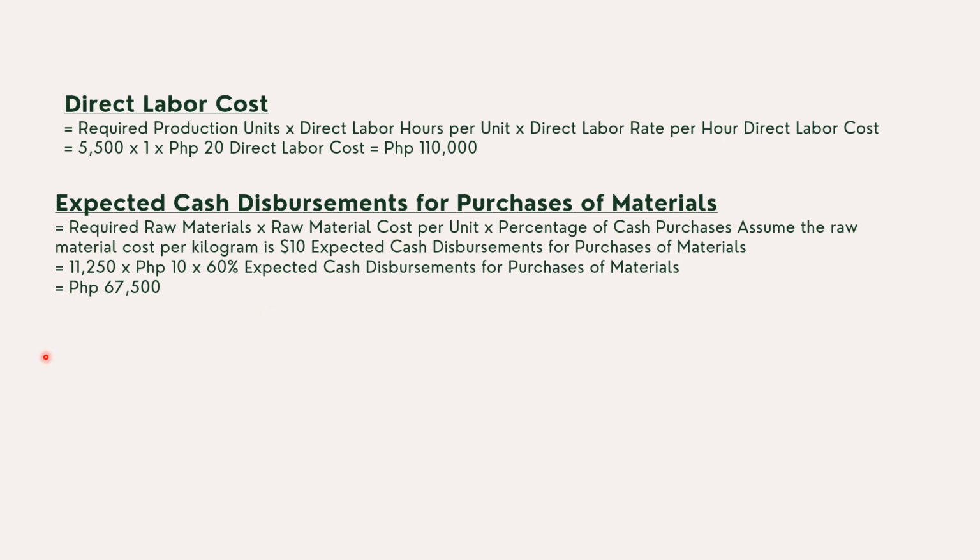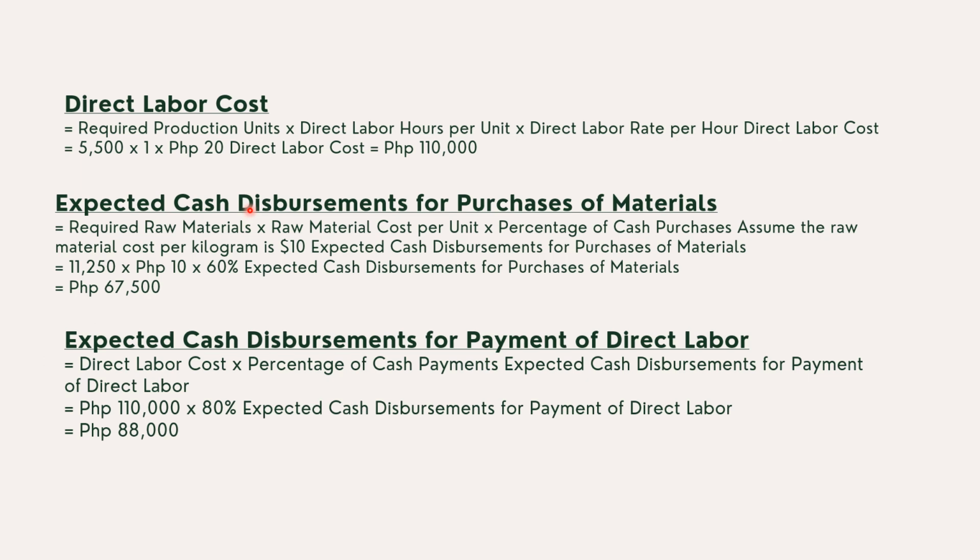Okay. So, next, we need to compute. We are done with the raw materials, right? After the materials, we go to direct labor. On the direct labor, we have the direct labor cost multiplied by percentage of cash payments, so that we can get the expected cash disbursements for payment of direct labor. So 110,000 multiplied by 80% expected cash disbursement for payment of direct labor. So that is 88,000 pesos. For the materials, our cash out, our cash disbursement, is 67,500. For the direct labor, our cash out is 88,000. Okay?